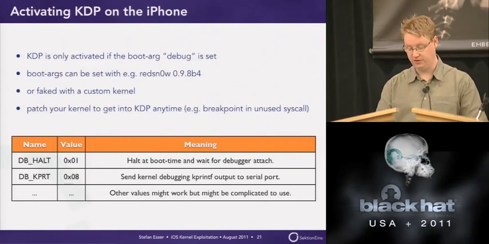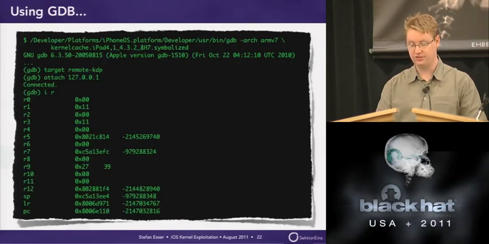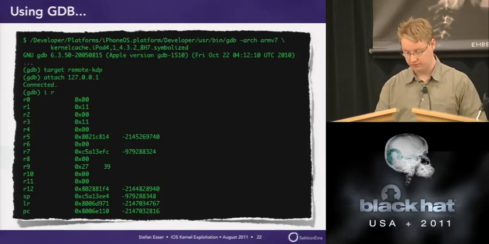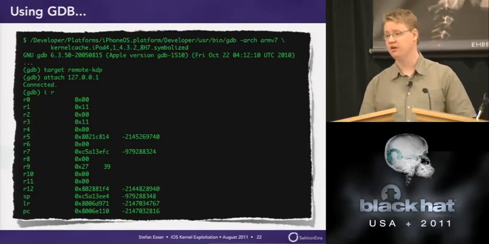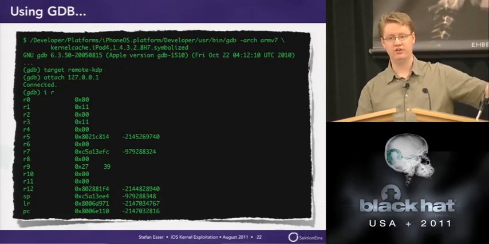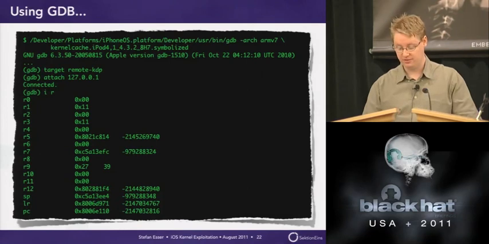Yeah, and once you have done that, you can just use GDB and connect to it using the KDP functionality. In this case, you attach to localhost because the proxy runs on localhost. Okay, so now you know how to use the kernel debugger. We will not think about it for the rest of the talk.